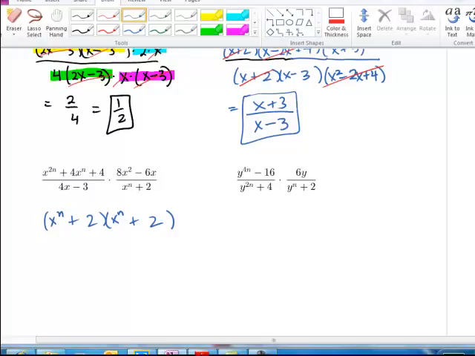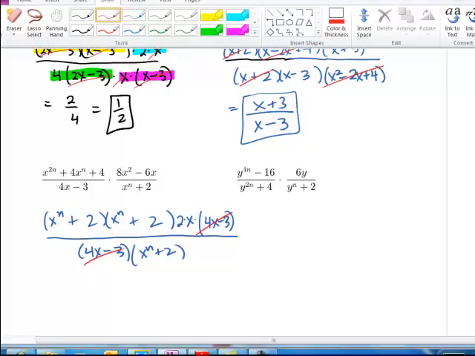Then the other numerator, we can take out a greatest common factor of 2x. So I'll write that as 2 times x. And if we take out a 2x, we'll have, what, 4x minus 3. And this is nice because the denominator has a 4x minus 3, and it also has an x to the n plus 2. So we don't have to do any work down there. Those factors are just going to create 1s. And so our final answer will be 2x times x to the n plus 2. We can just leave that factored, that's fine.